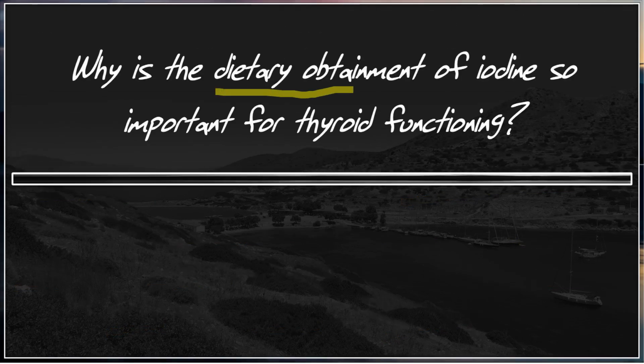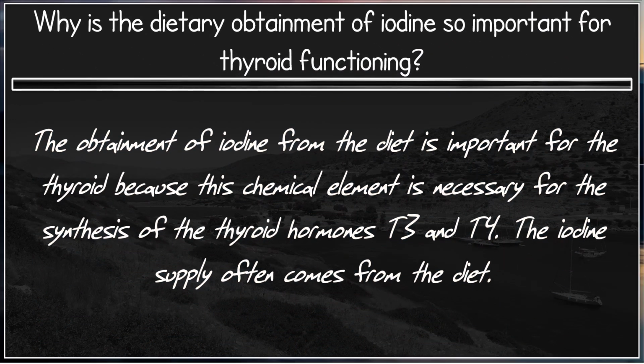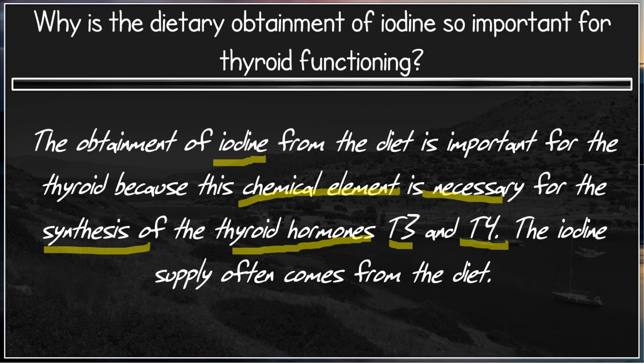Why is the dietary intake of iodine so important for thyroid functioning? The iodine obtained from the diet is important for the thyroid because this chemical element is necessary for the synthesis of thyroid hormones T3 and T4. The iodine supply often comes from the diet.